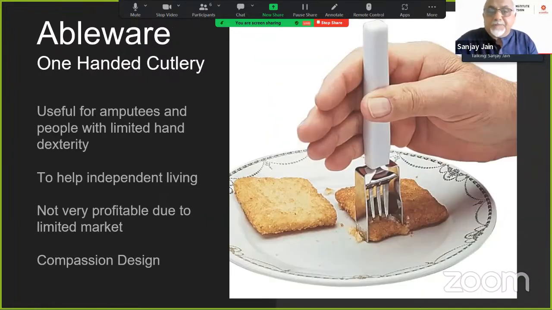It could also be a product like the one which you see on the screen. It is called Ableware. It is basically a one-handed cutlery for people who are amputees and have limited hand dexterity, and it is to help them lead an independent life. And of course, it may not be very profitable because it has a limited market, but this is basically a compassion design. Yeah, it is for people who normally would not be designed for.